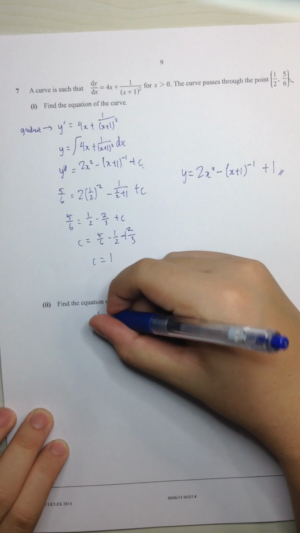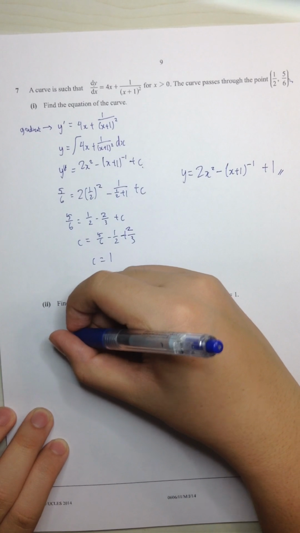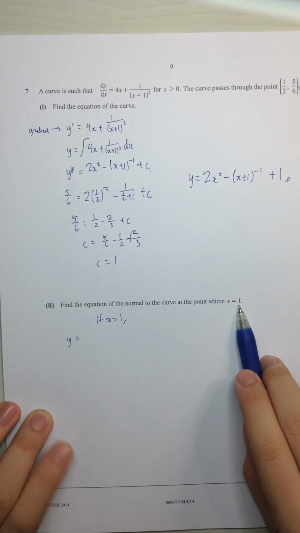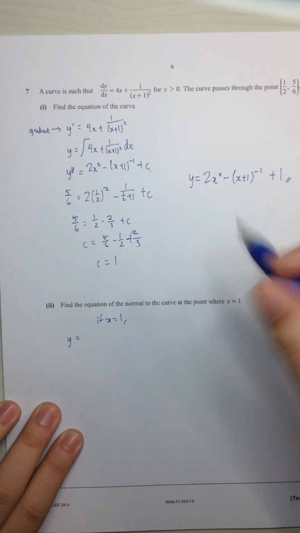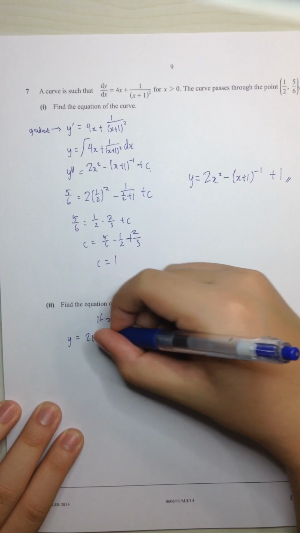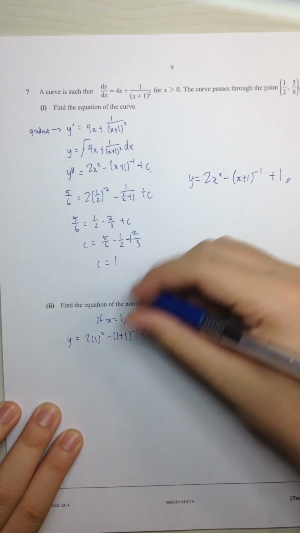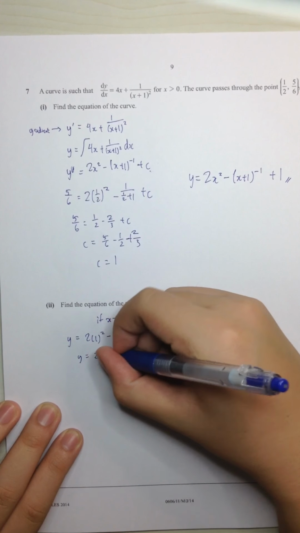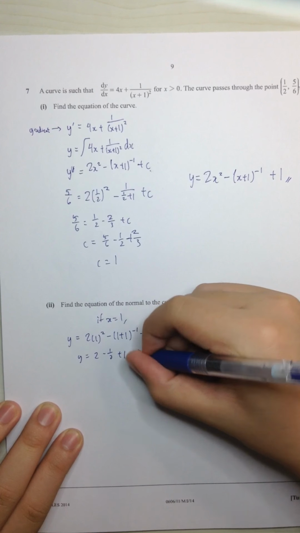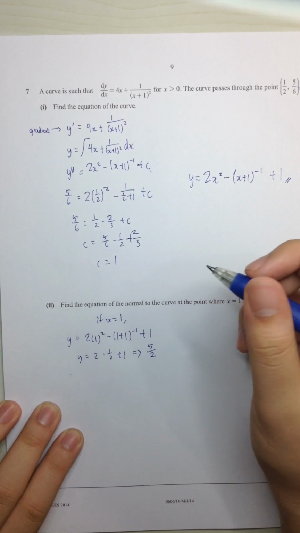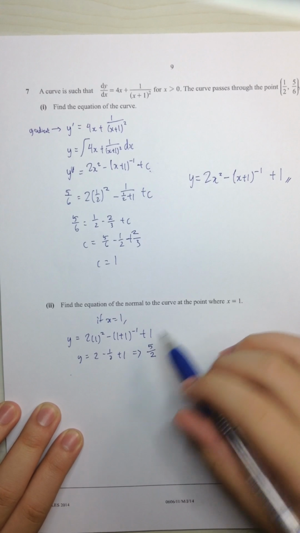Part 2. Find the equation of the normal to the curve at the point where x equals 1. So if x equals 1, then we insert x equals 1 into the equation of the curve. So it's 2 times 1² minus (1 + 1)^(-1) plus 1. So y equals 2 minus 1/2 plus 1, which equals 5/2.